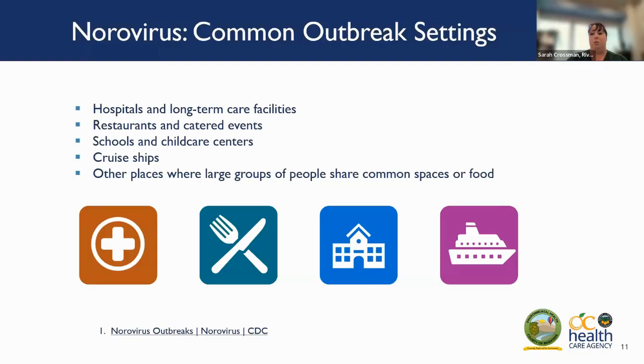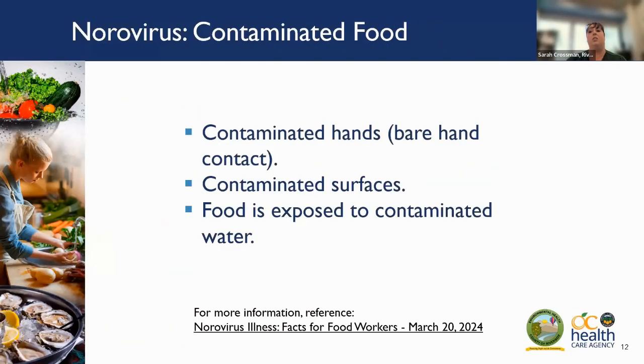Now that we've talked about where norovirus outbreaks commonly occur, let's focus on one of the biggest drivers of transmission, contaminated food. Understanding how norovirus gets into food and how easily it can spread from there is essential for preventing outbreaks in camps. So as we discussed, norovirus is extremely contagious. It can be present in vomit or feces even before a person starts to feel sick and even after their symptoms have subsided.